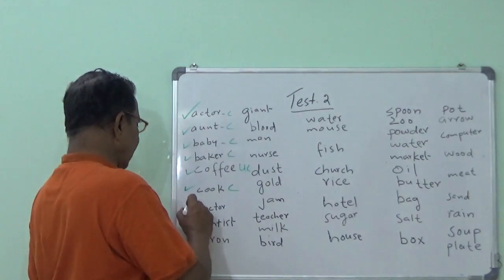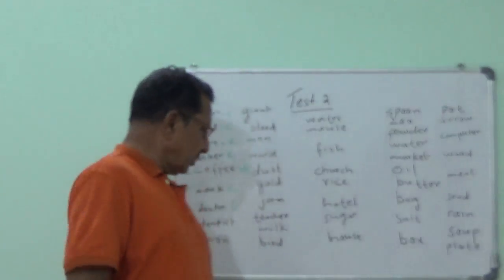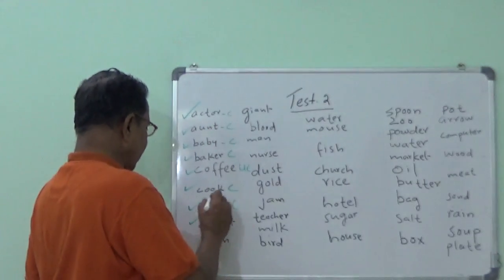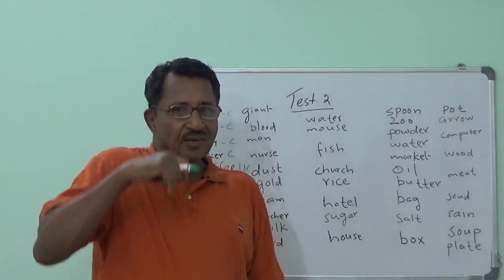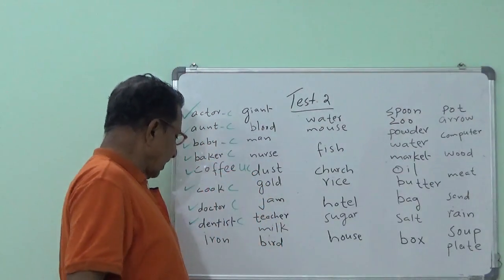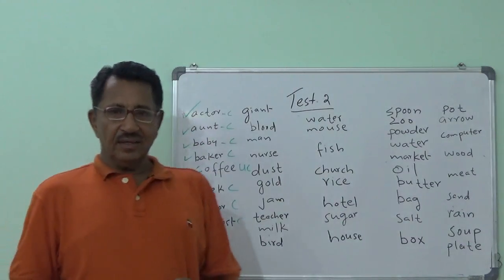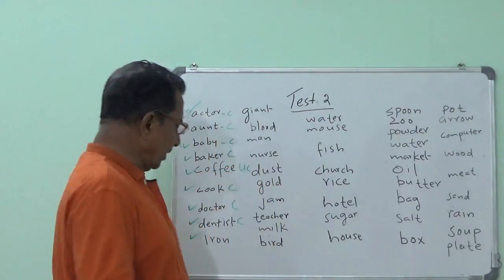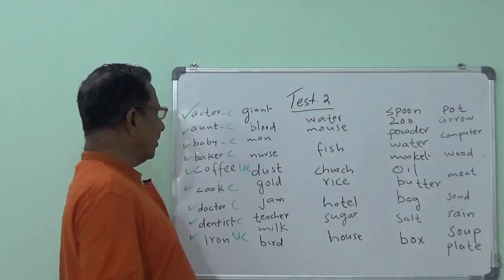Doctor? Simple. You can count. You can see many doctors in a hospital. If you go to a hospital, you find many doctors. Dentist. You must have gone at least five times to your dentist. Yes. You have tooth pain and connected things. Okay. Then what about iron? Can you count iron? You cannot count iron. And therefore it is UC. UC means what? Uncountable. Okay.